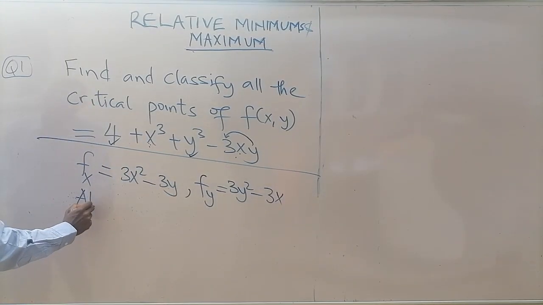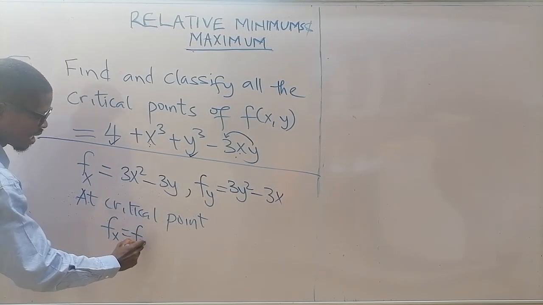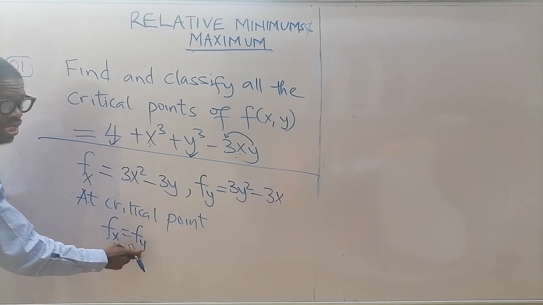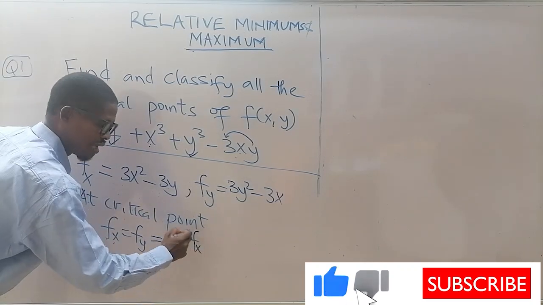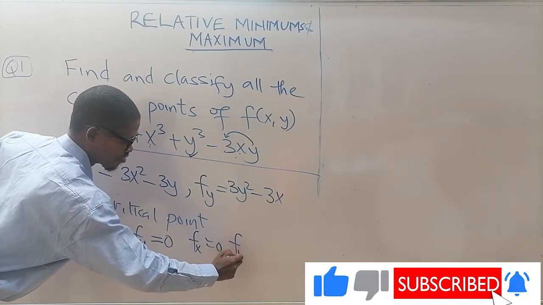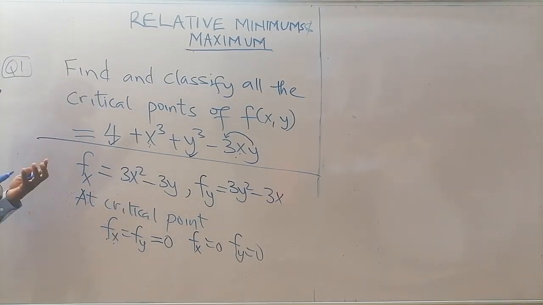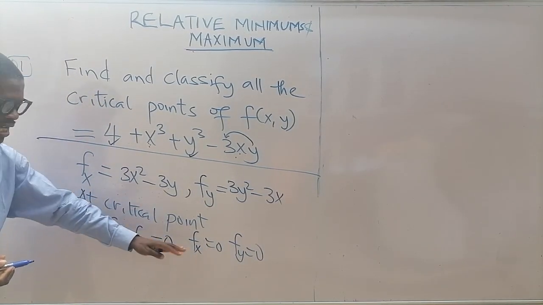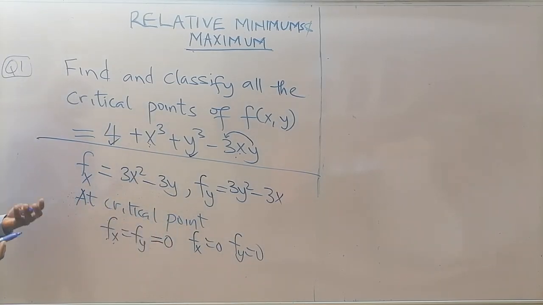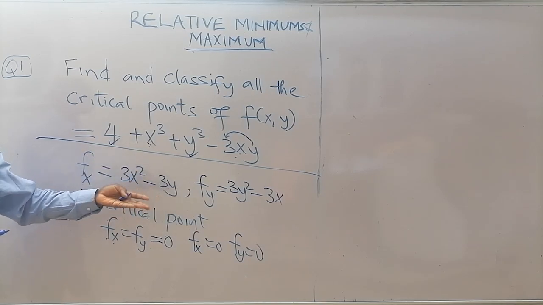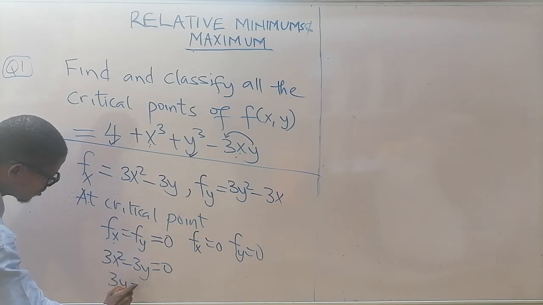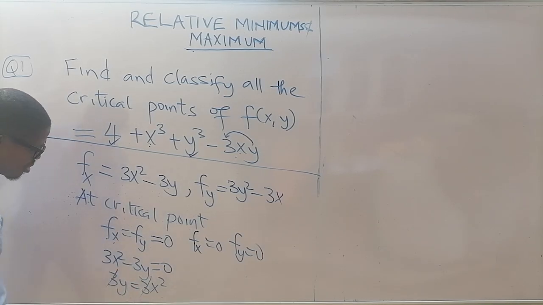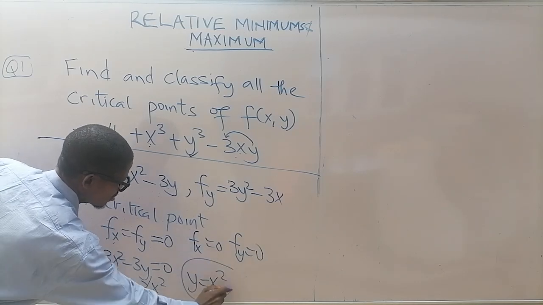Then at critical points, f subscript x and f subscript y must be equal to each other, and they must be equal to 0. This implies that f subscript x is equal to 0 and f subscript y is equal to 0 at critical points. Then we solve that and get that critical point. The first one, we can solve by setting it equal to 0. So that will be 3y equal to 3x squared. So 3 cancels, we have y equal to x squared.